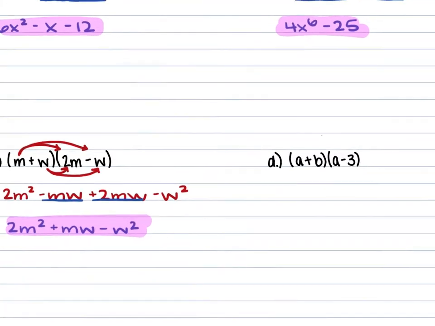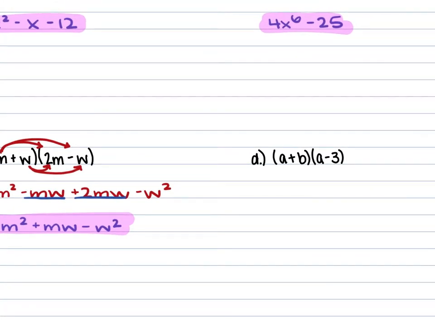For example D, we have a plus b times a minus 3. So again, we're going to take the first a and distribute it in. A times a is a squared. A times negative 3 is negative 3a. Then we'll take the b and distribute it in.